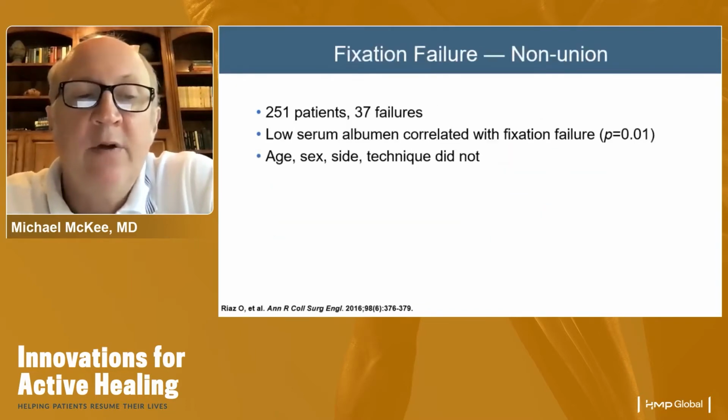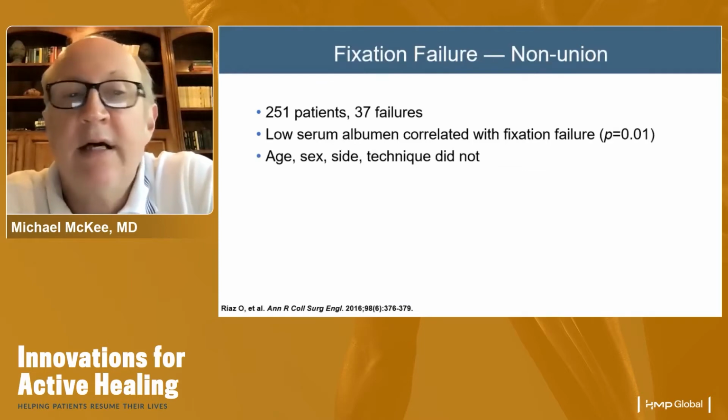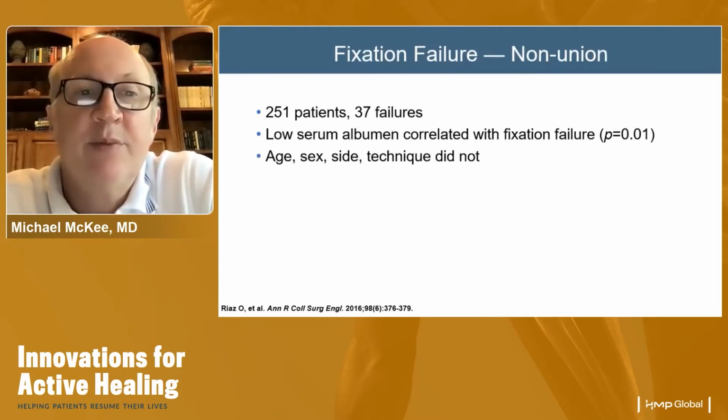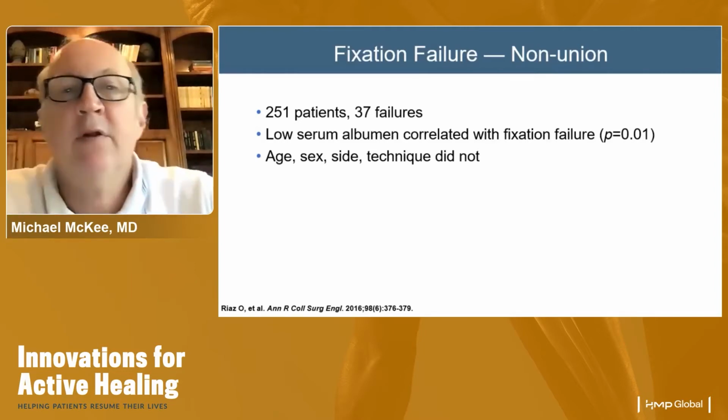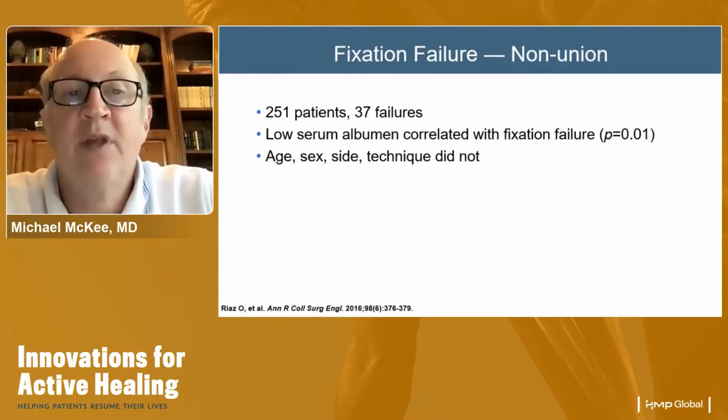This is a paper from the Annals of the Royal College of Surgeons in England in 2016, looking specifically at patients with hip fractures and femoral neck fractures. They looked at 251 patients, so it's a fairly large series, and they focused on the 37 failures that they had. So they had a significant failure rate with the treatment of femoral neck fractures, as we all do in 2021.